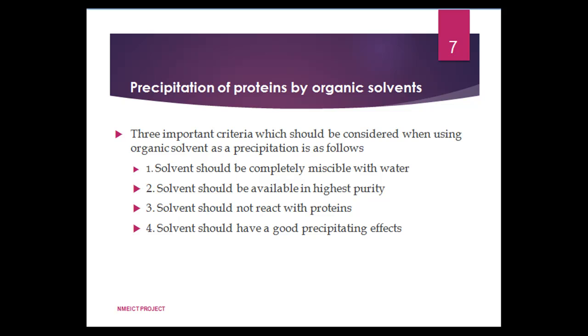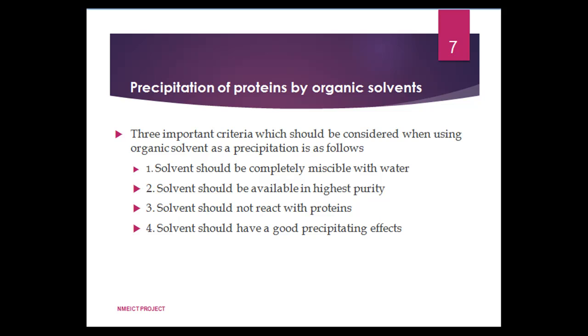Precipitation using organic solvent is done at 0 degrees centigrade or sub-zero temperatures in order to minimize the denaturation of proteins. In this method, solvent is cooled overnight and added slowly with constant stirring to ice-cold solution of proteins in cold condition. Then the precipitates are collected by centrifugation at 10,000 rpm for 20 minutes at 4 degrees centigrade. Advantage of using solvent precipitation is that it can be easily removed by evaporation.